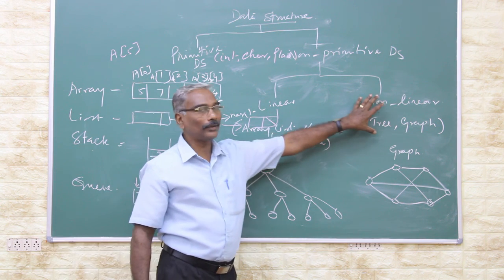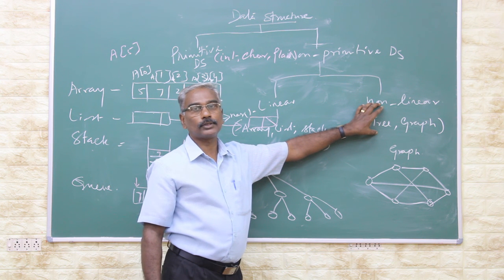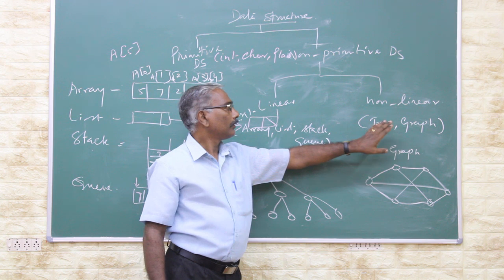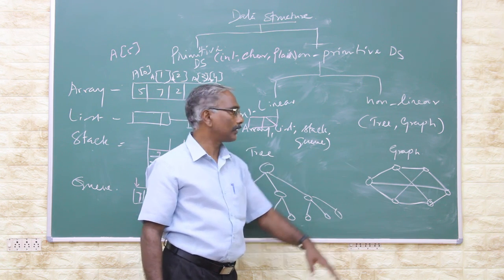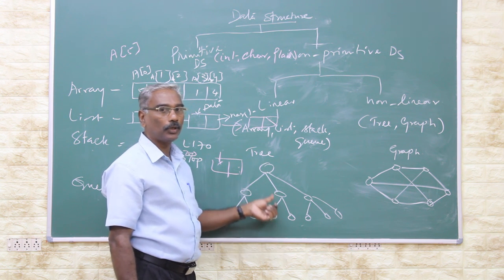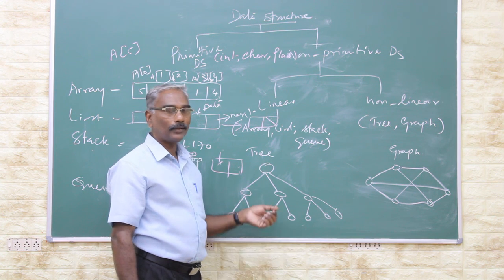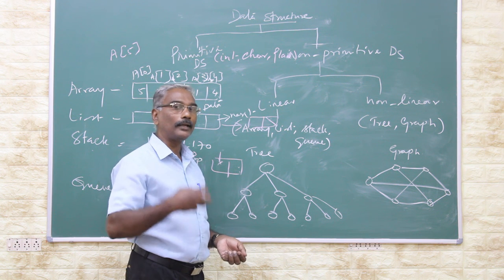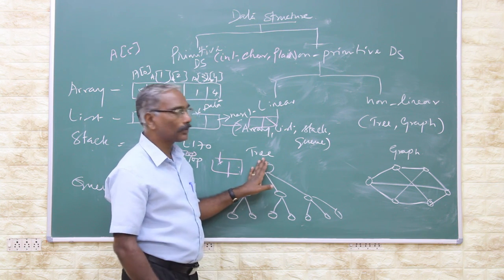And the next one is the non-linear data structure. In the non-linear data structure, you can store the elements in a random way. There are two types: one is the tree and the next one is the graph. In the tree, you have a root node, and after that you have several subnodes. Here you can search for an element and delete an element in a random way. This is the concept that comes under the tree.